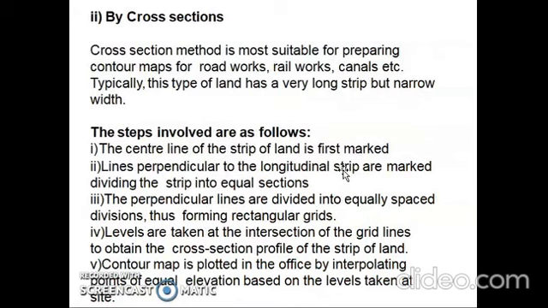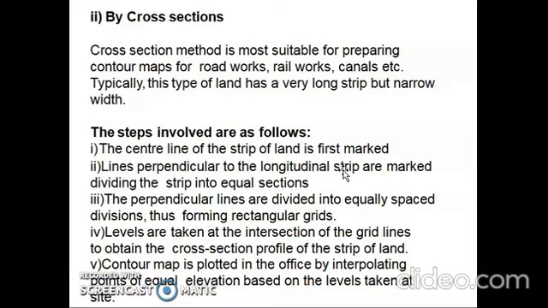Cross section method is most suitable for preparing contour maps for roadworks, railways, canals, etc. Typically, this type of land is a very long but narrow strip. So this is almost like profile leveling. The steps involved here are that the center line of the strip of land is first marked, the same way we do it for profile leveling.